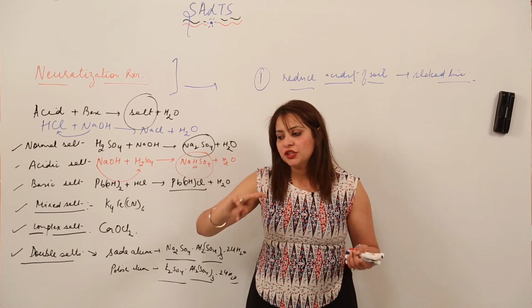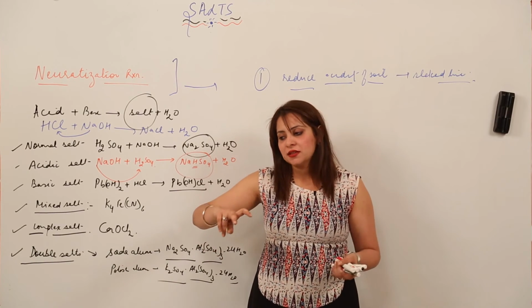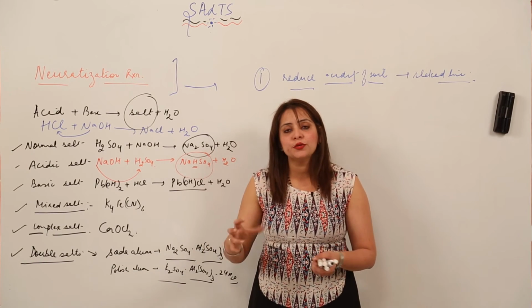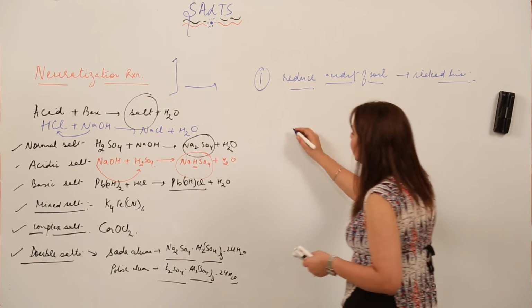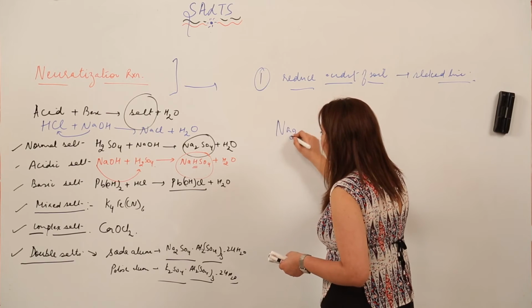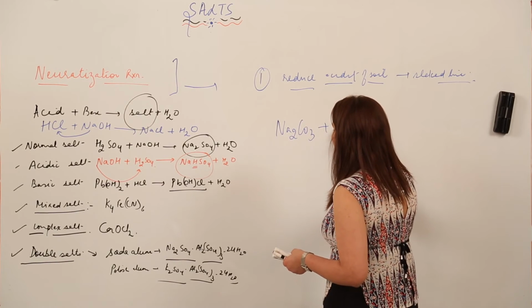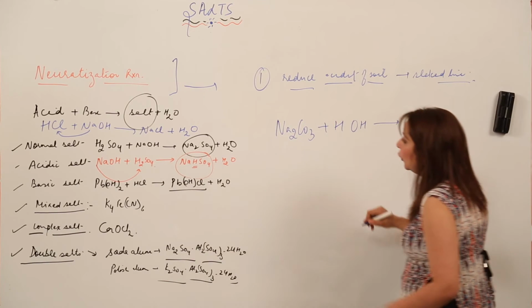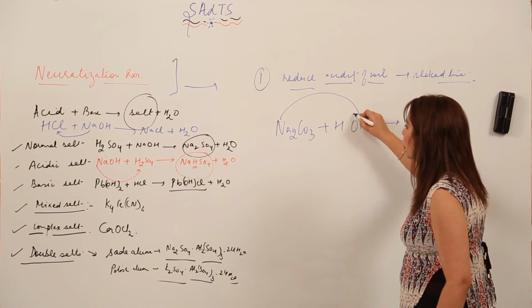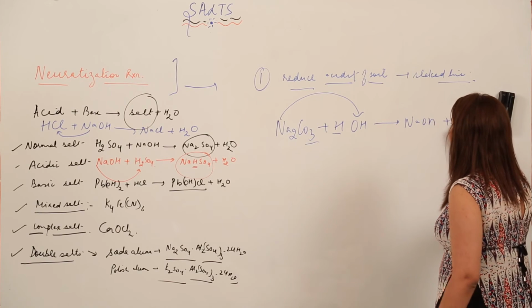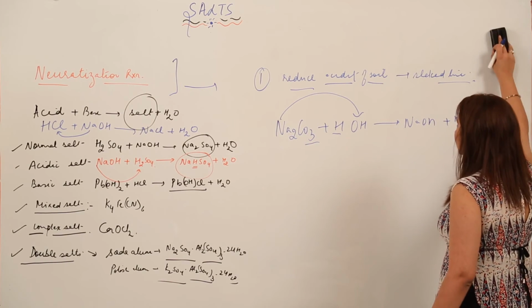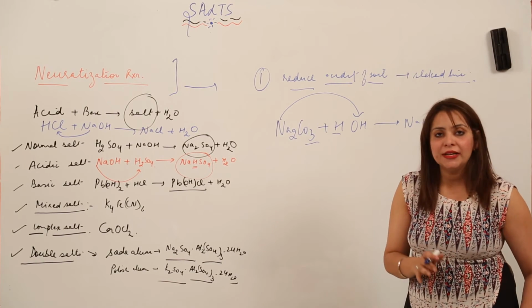That means when we dissolve them in water, they produce an acid and a base again. Like I will state with an example. Suppose I have a salt, say Na2CO3. When I add it into water, what is going to form? This Na is going to form its hydroxide, and the H in CO3 is going to form H2CO3. So actually it is the reverse of the neutralization reaction.